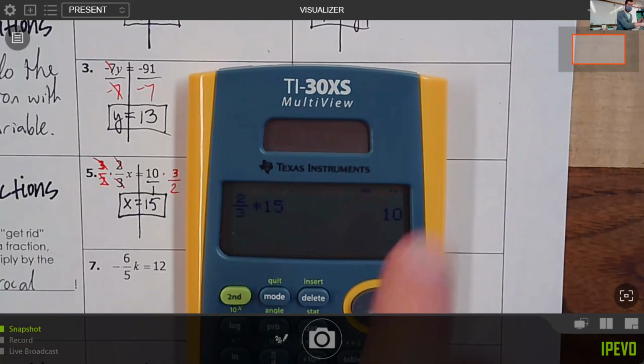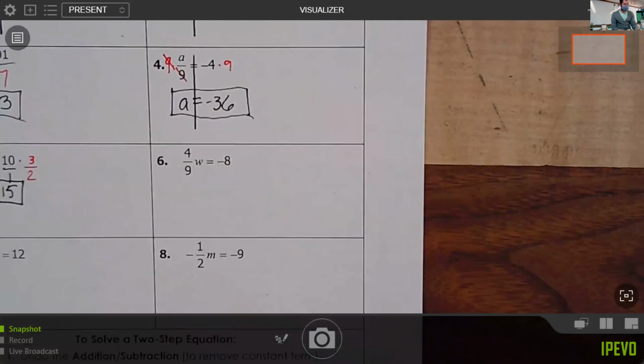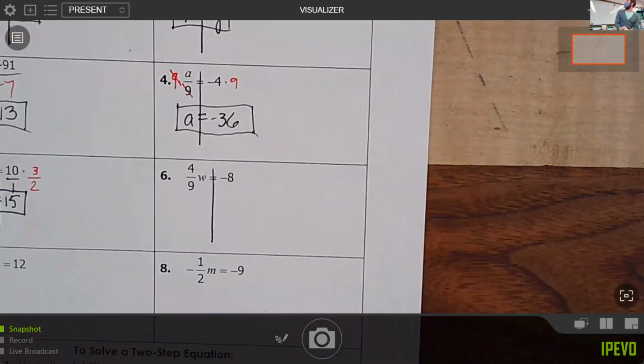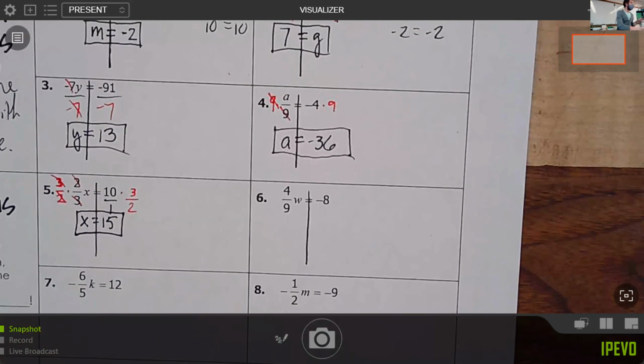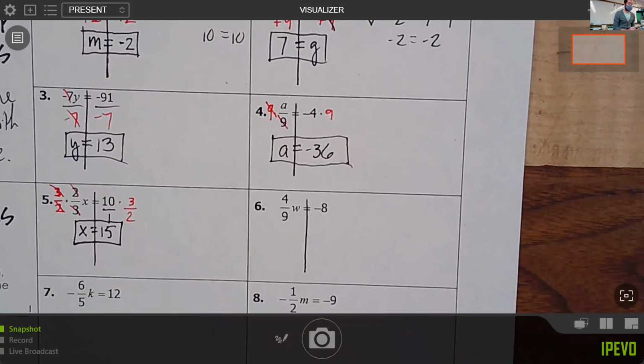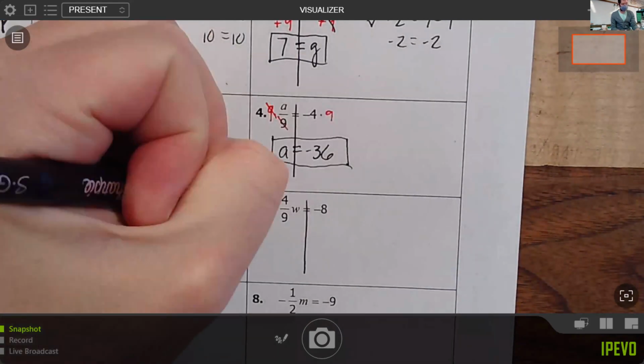All right, let's try this next one. 4/9 times W equals -8. What do we need to do? What's the one step that has to happen on number 6? What's that? Multiply? What are we multiplying by? The reciprocal. What's the reciprocal of 4/9? 9/4. So we're going to multiply both sides by 9/4.